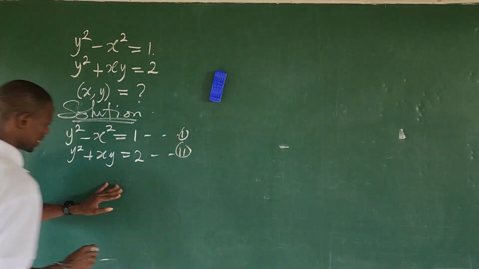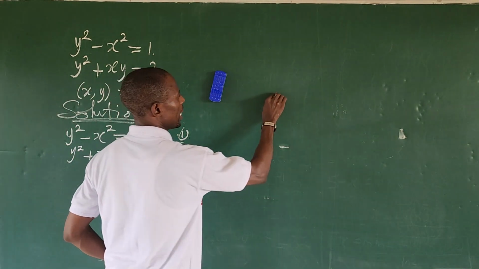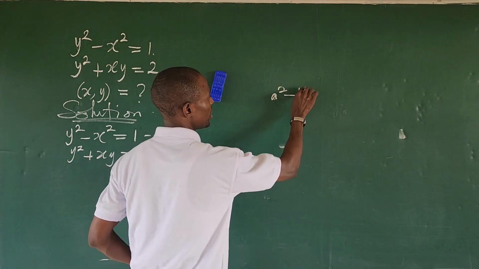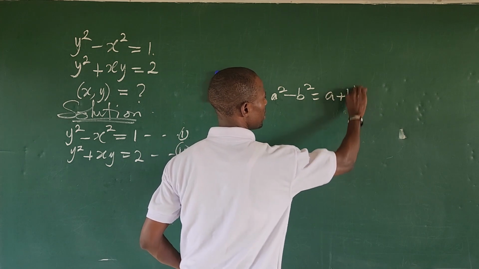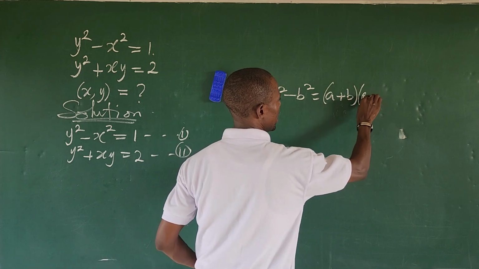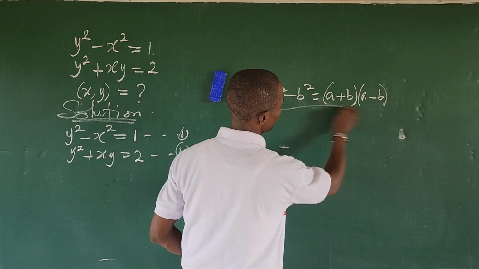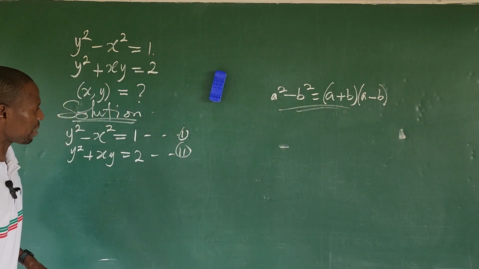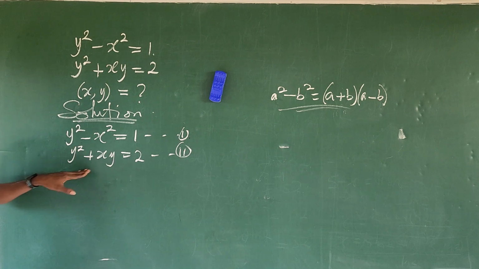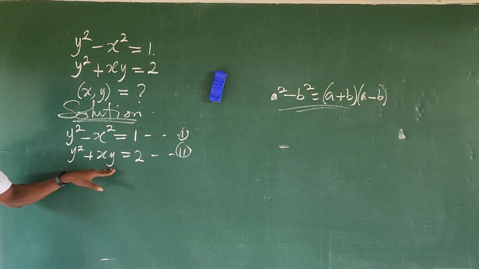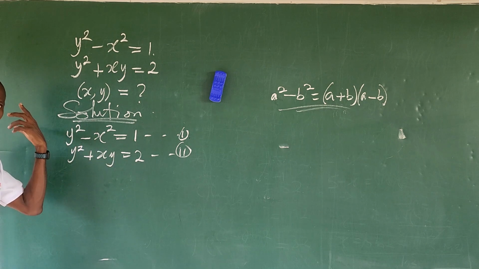Remember the law which says that if you have a to the power of 2 minus b to the power of 2, this is equal to (a plus b)(a minus b). This is what we call difference of two squares, right? So we can apply it to this side. In equation 2, y is common to these two expressions, so we can factorize y out here.